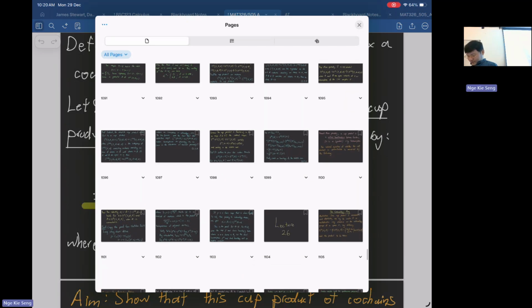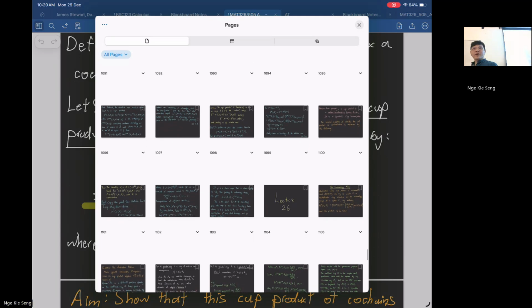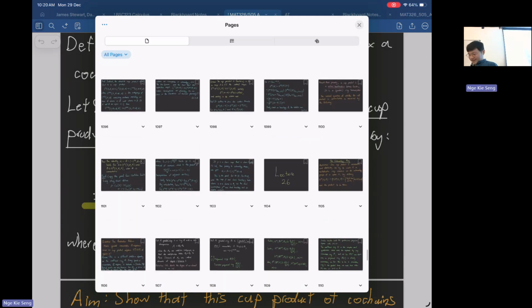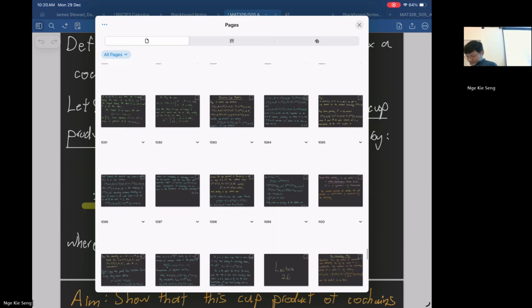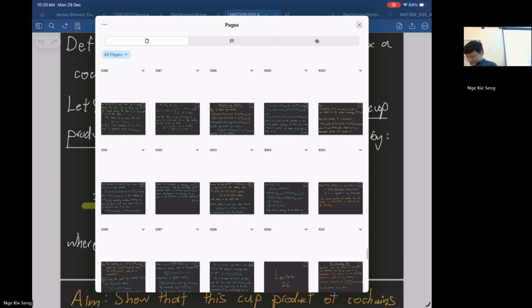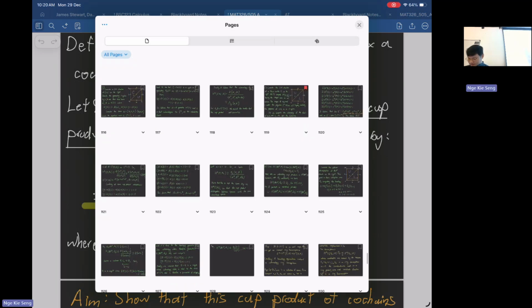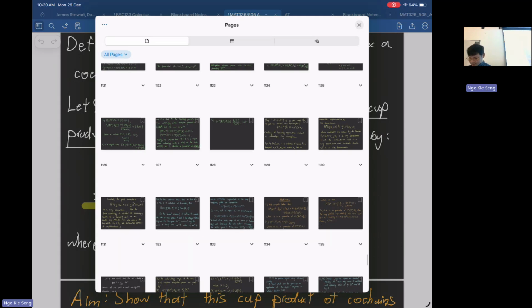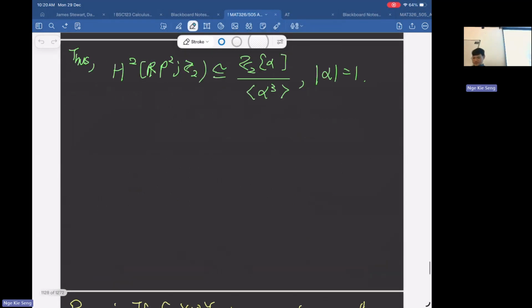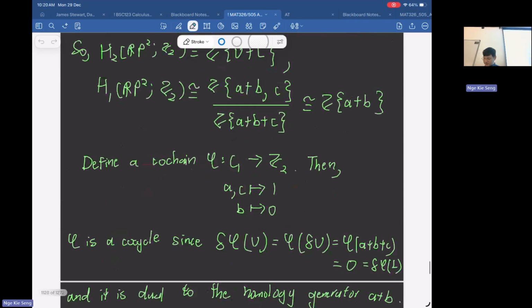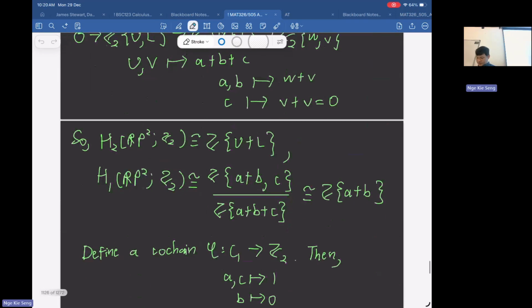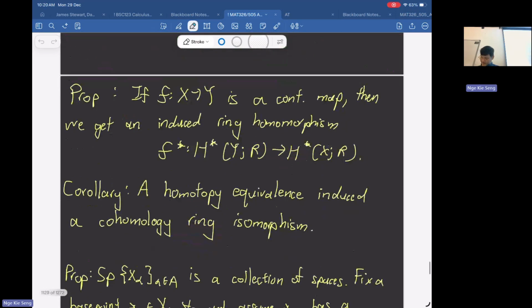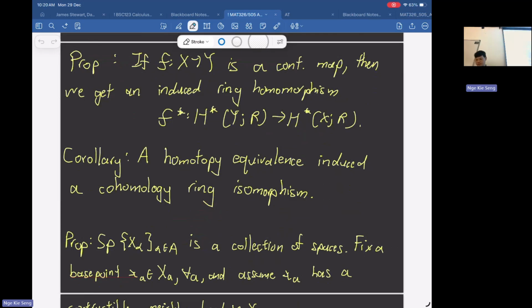Sometimes you need to call him. You try it later. OK, let's continue first. I'll let you look at the other one yourselves, for this RP2, right? So this proposition is very important. If you have a continuous map, then you will induce a ring homomorphism. There's no proof here.